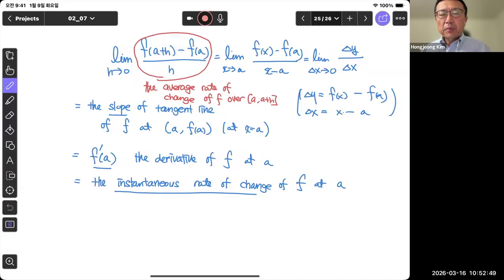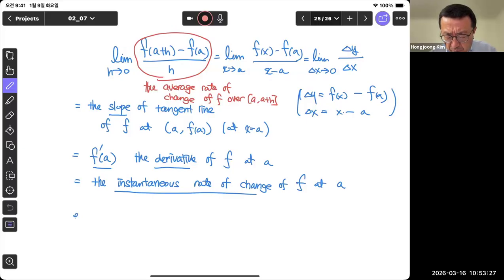Sometimes I will use just the derivative of a certain function at a certain point, but sometimes I will call that value the instantaneous rate of change, and then I will measure the rate of change of the function at a point. So this f prime at a measures the instantaneous rate of change, some extreme value of the average rate of change.